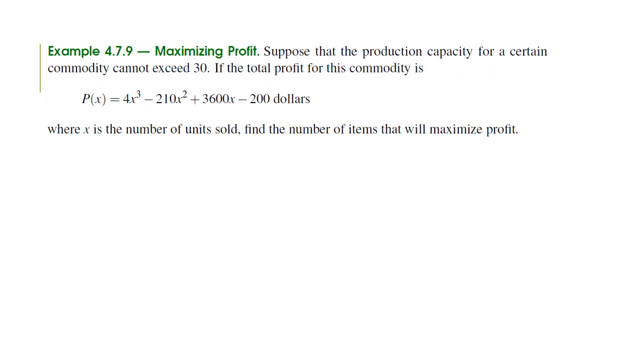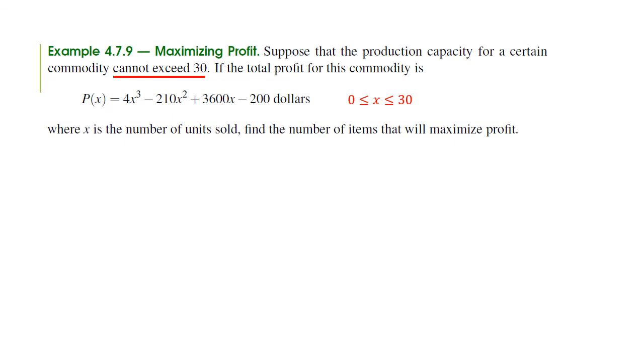And this example is about maximizing the profit. Suppose that the production capacity for a certain commodity cannot exceed 30. If the total profit is given by P equals 4x cubed minus 210x squared plus 3600x minus 200 in dollars, find the number of items x that will maximize profit. Since x cannot exceed 30, x is between 0 and 30.